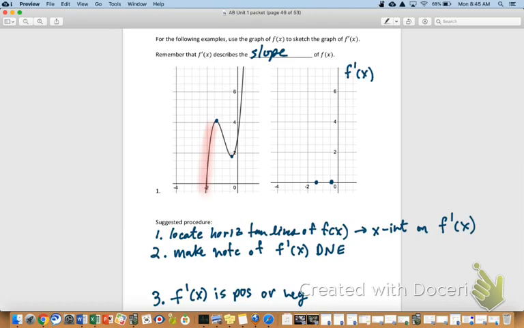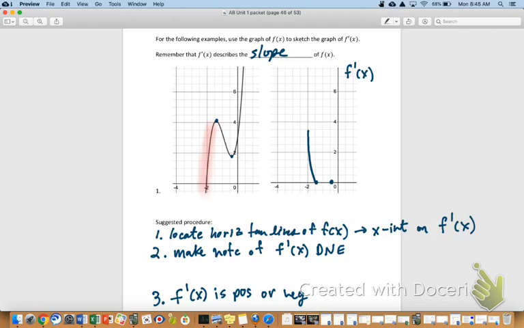Where do positive outputs show up on a graph? Above the x-axis. Well described, well said. And so I would say for that stretch, we'd be looking at something like this. And I know that I'm heading towards that x-intercept. So my graph has to go there, right? Because I know that f prime is 0 at that point. So I've got to come from above towards that x-intercept.